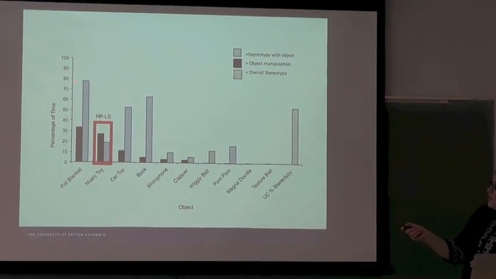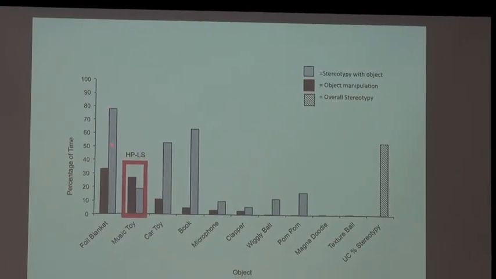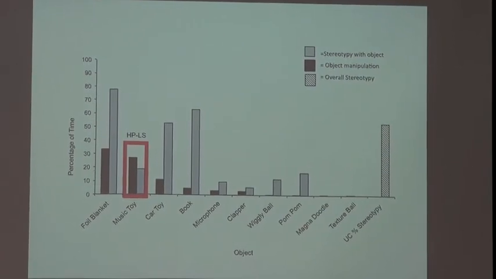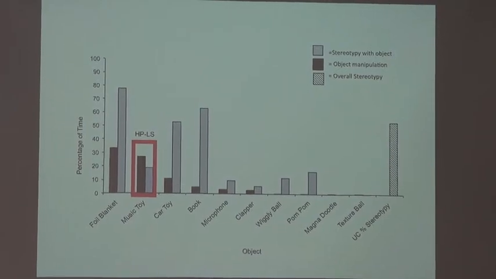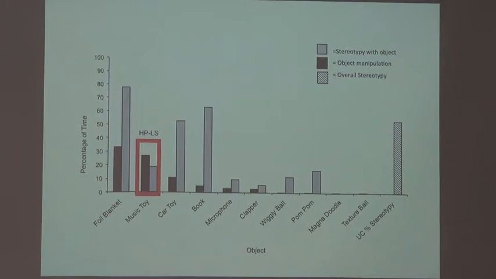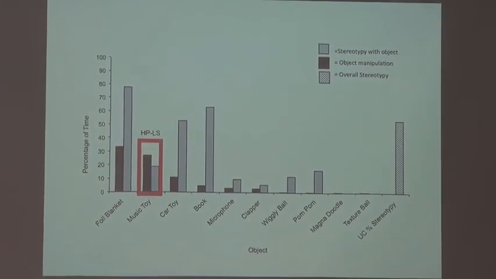The other thing that's interesting is to look at the most preferred item. The level of stereotypy when he manipulated the most preferred item, the foil blanket, was actually higher than the overall rate of stereotypy. So if we had just selected the most preferred item to use for NCR, we would have been selecting the item that actually increased stereotypy rather than the item that decreased it. That's why having both of these pieces of information can be useful.